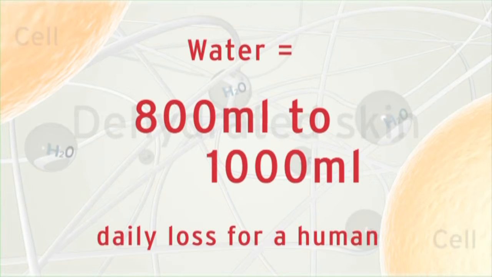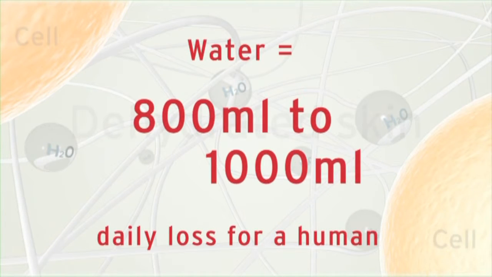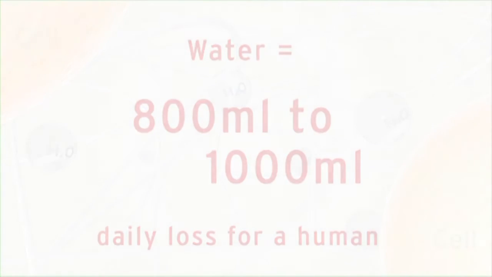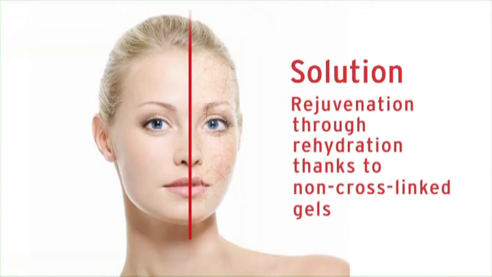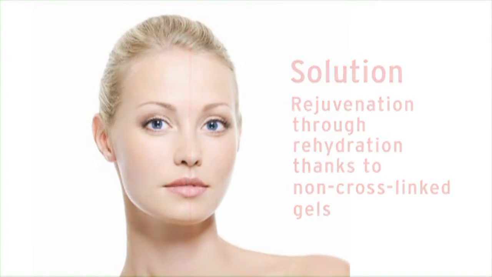The daily loss for a human body is between 800 and 1,000 milliliters. While aging, this daily loss is even more important with the HA degradation. This is why during this first stage of the aging process, it is so important to compensate for this degradation by injecting exogenous hyaluronic acid, either non-cross-linked or moderately cross-linked, to keep the skin tissues hydrated.